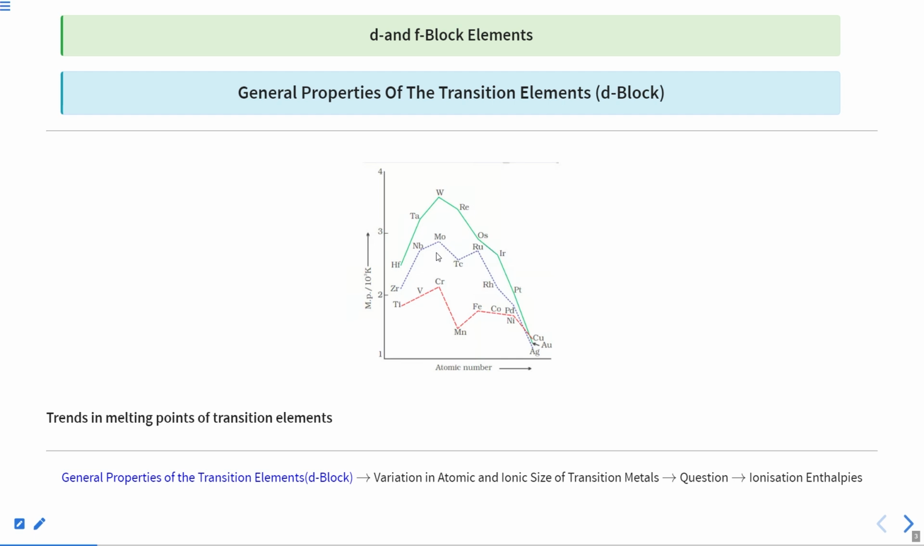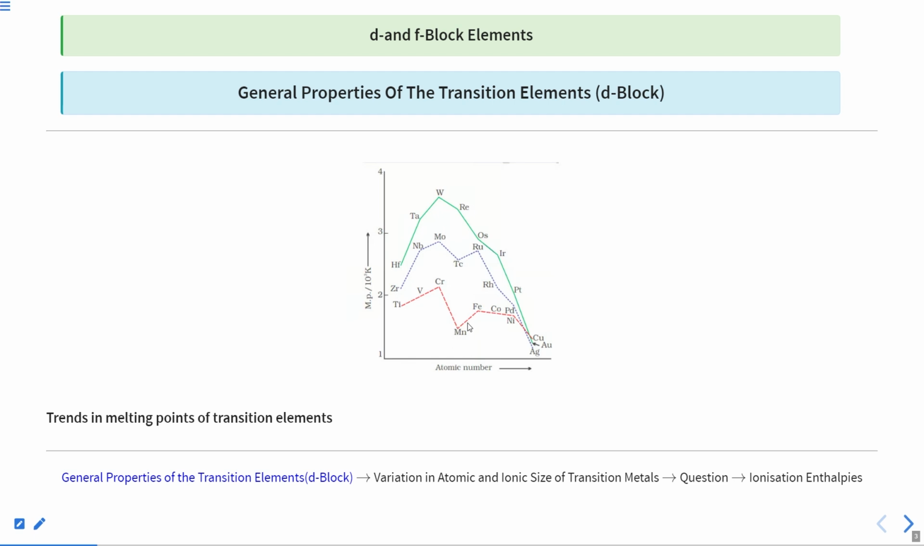Clear? So we start from potassium, calcium, scandium, titanium, vanadium, chromium, manganese, iron, cobalt, nickel, copper, and then zinc. Titanium has 2 electrons in the s orbital and 2 electrons in the d orbital. The 2 electrons in the d orbital are not paired up, so they can be moved to the conduction band. Then vanadium has 3 electrons, chromium has 4 electrons, but manganese has 5 electrons.